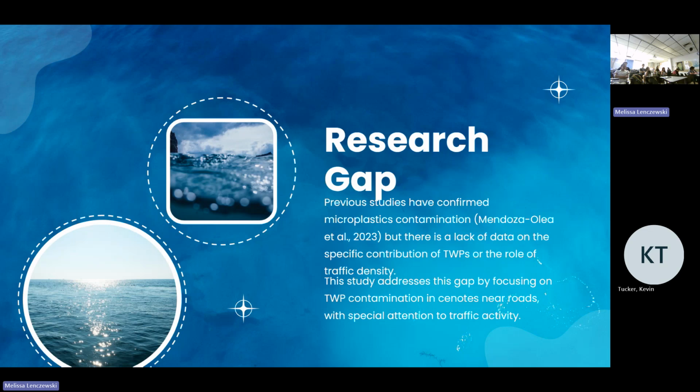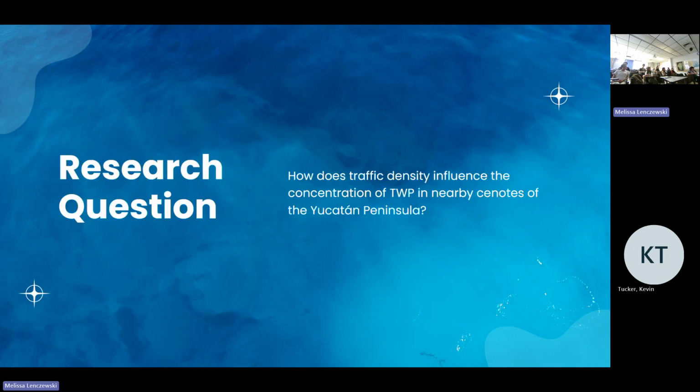Previous studies have confirmed the presence of microplastics in the cenotes of the Yucatan Peninsula, but there is a lack of data on the specific contribution of tire plastics and the role of traffic density. So my study will address the gap by focusing on tire contamination, specifically rubber contamination, in cenotes that are near roads, with special attention to traffic activity in relation to road proximity. My research question is: how does traffic density influence the concentration of tire particles in the cenotes of the Yucatan?